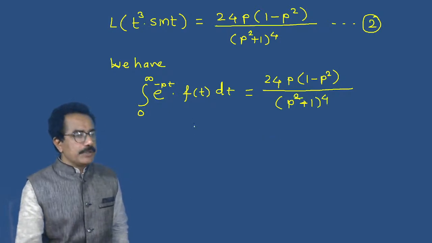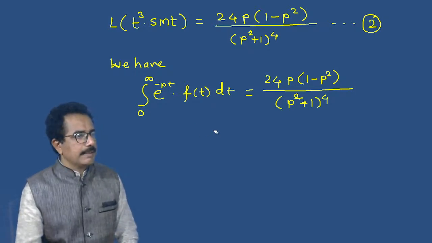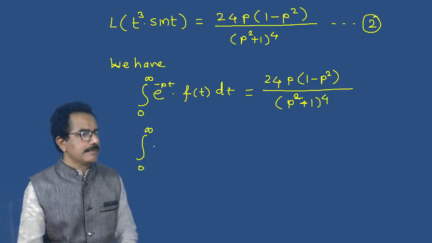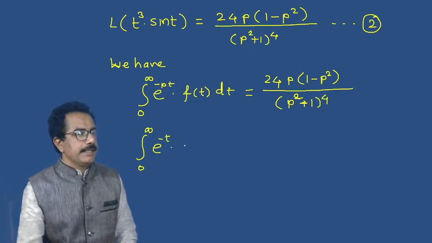Now here put, see this, that means integral from 0 to infinity e raised to minus pt into f of t dt.